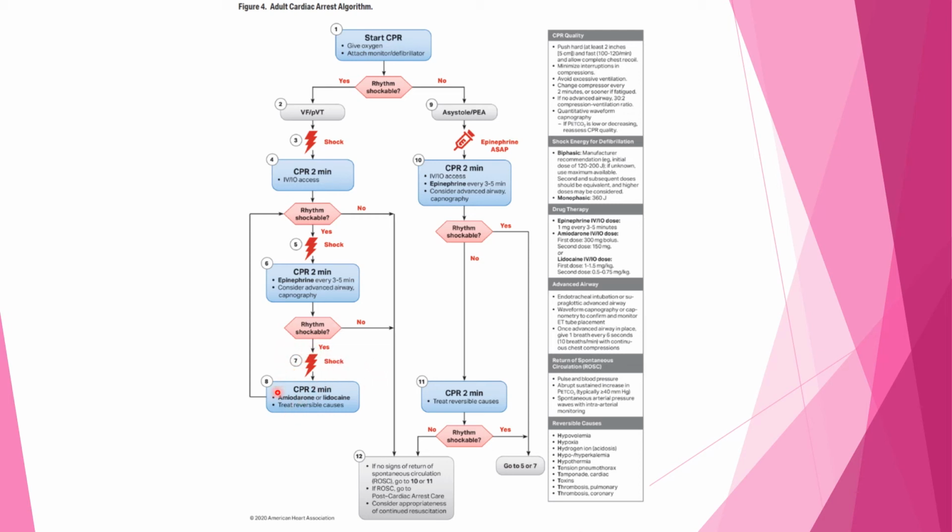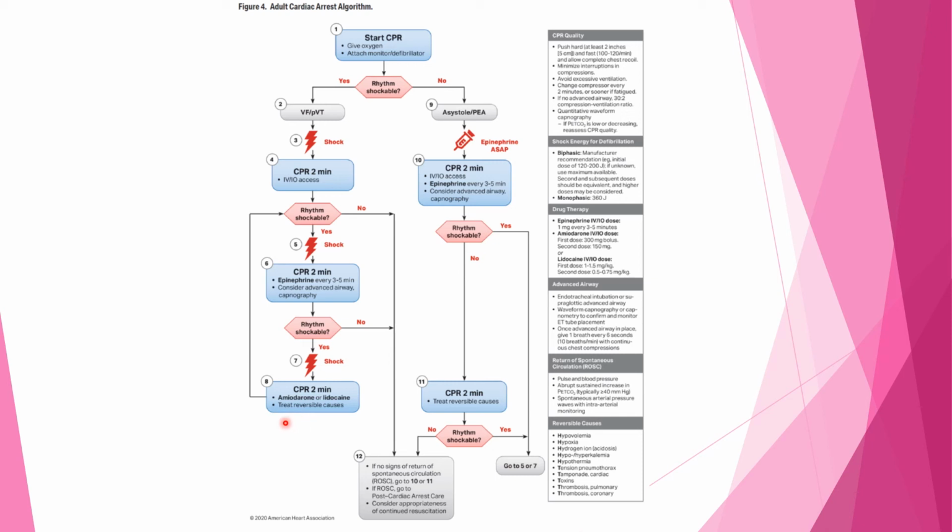After the third shock, you will give amiodarone or lidocaine. Amiodarone, the first dose will be 300 milligrams. Lidocaine, we can give 100 milligrams for adults. Don't forget to treat the reversible causes. Always search for the reversible causes and try to treat them. So after the second shock we give epinephrine. After the third shock we give amiodarone 300 milligrams. Then this cycle finishes, 2 minutes pass, then stop, switch, analyze.